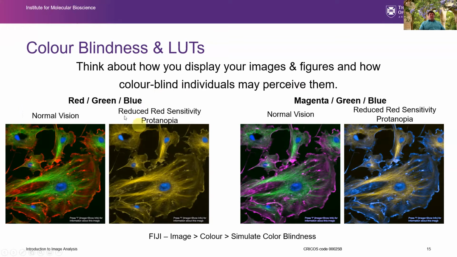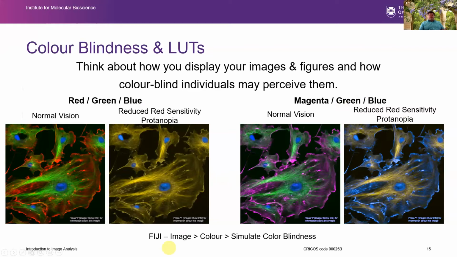So if you have a red sensitivity for color blindness, where you'd have your classic red, green, and blue image, then people might find that hard to see because it would appear like this. Whereas if we modify the red channel and display it as magenta, then this is how it would appear to people who are colorblind. And we can still see these differences where they're lost in this image.